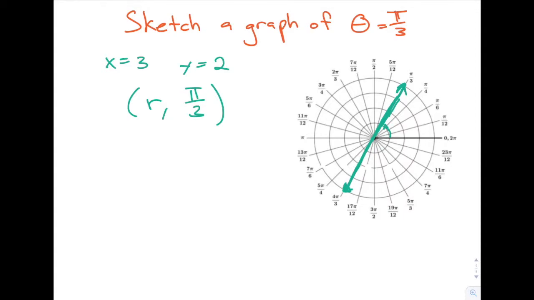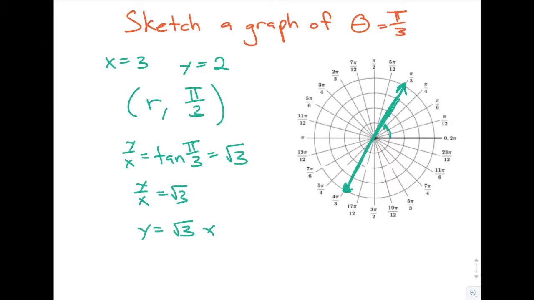And if we wanted to convert this to rectangular just to see maybe what the slope is of this line, we could say, okay, y over x equals tangent theta, where theta is pi over 3, and tangent pi over 3 equals, what's that, root 3? So we have y over x equals the square root of 3, therefore y equals root 3x. So the rectangular equation of the line theta equals pi over 3 is a line with slope root 3.